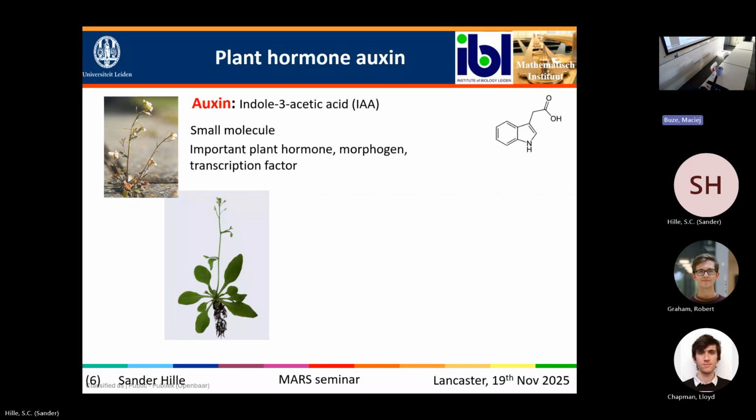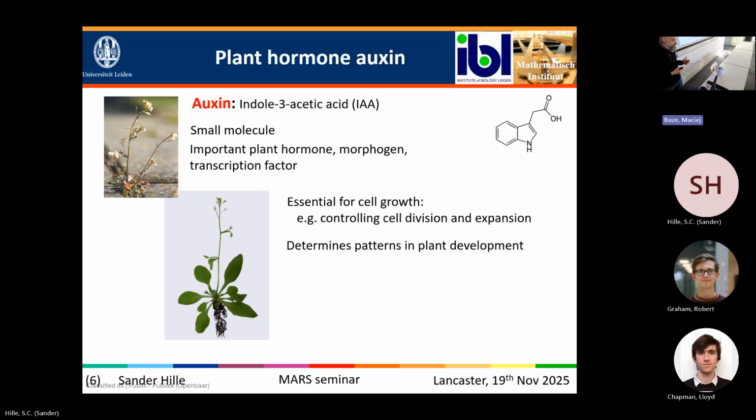The auxin transport was in the title, and auxin is a plant hormone. Plants also have hormones like animals to communicate particular states of the overall system to other parts of the system. Auxin is a tiny molecule, you see here in the chemical structure. It's highly important in various processes in growth and development, controlling cell division. It determines patterning, when side branches pop out, for instance.